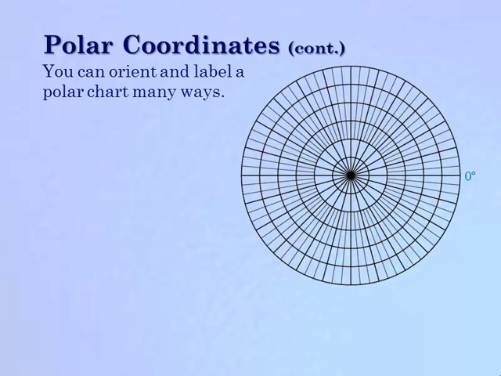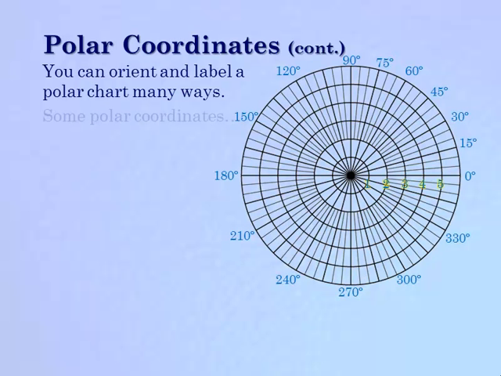You can orient and label a polar chart in many ways, but as we said, we will always start with 0 at the horizontal 3 o'clock position, and we'll use in this case a scale of 1, 2, 3, 4, 5 for our r values. You can just as easily use 10, 20, 30, 40, 50, or 2, 4, 6, 8, 10, or whatever you'd like, just as you can on a Cartesian coordinate system.